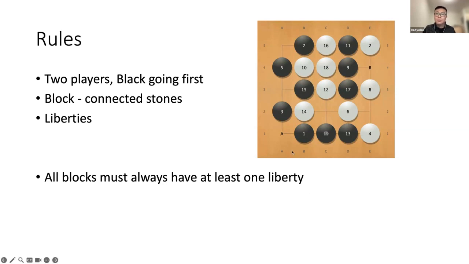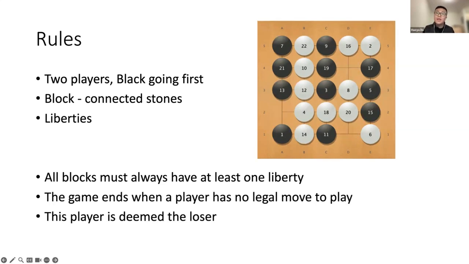So if you look at the board over here, if it is the white player's turn to play, if the white player plays at the corner, then this is a suicide move. And if the white player plays at E4 here, then it will capture the block of 3 black stones to the left. So this move is also an illegal move for the white player to make.